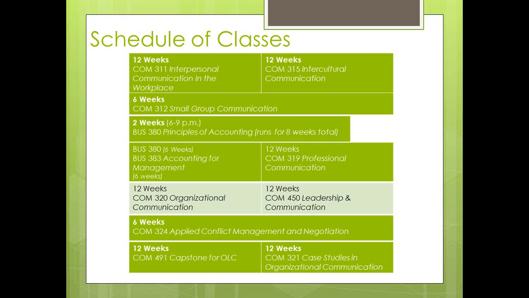As you can see, the first 2 classes, for example, I'll just tell you how to read the grid. The first 2 classes are interpersonal communication in the workplace and intercultural comm. So they both run for 12 weeks. Interpersonal starts at 6 o'clock, and the intercultural starts at like 8:10 or something like that. So you have 2 classes that meet for 2 hours on one night during the week. And then after 12 weeks, the next class meets for six weeks straight.